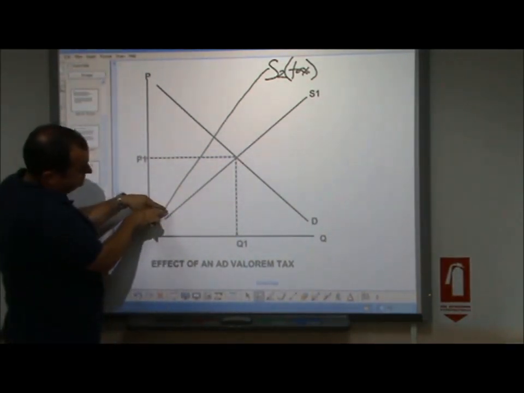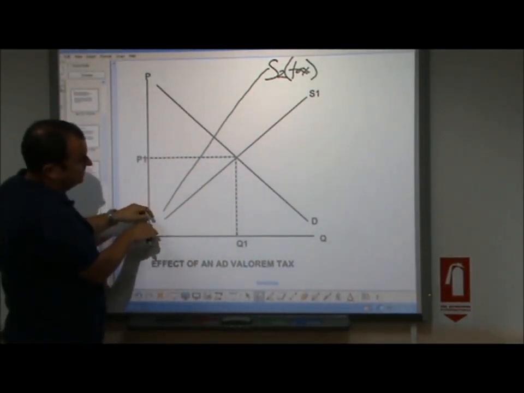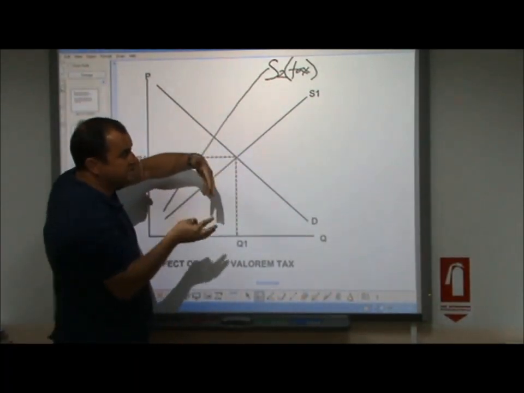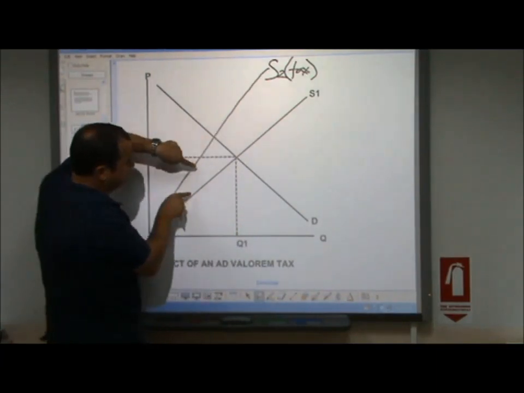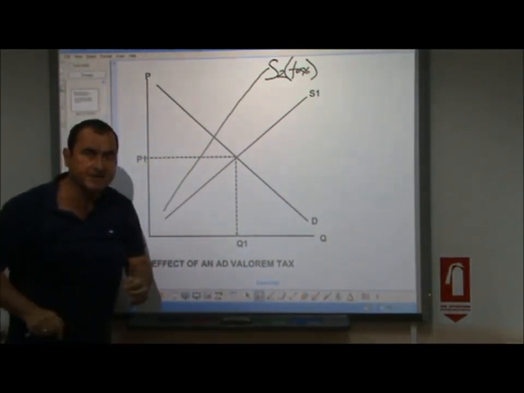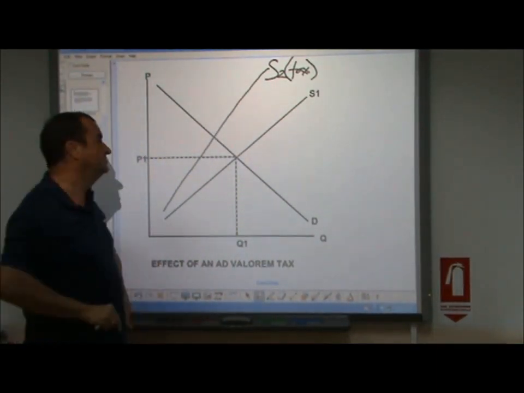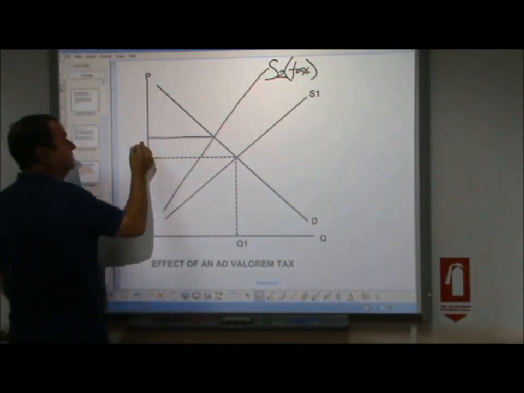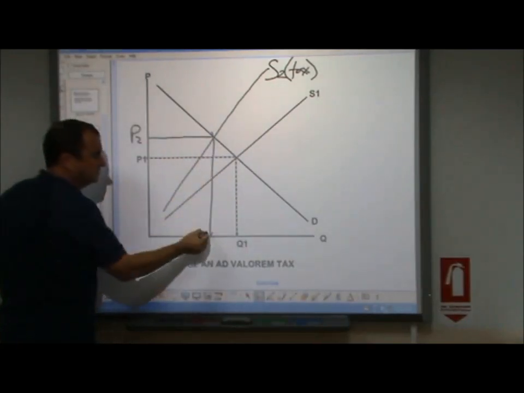At lower prices, the tax is smaller. At higher prices, the tax is more. But the proportion, the ratio between tax and price, remains the same. That's an ad valorem tax. Apart from that, everything else is the same. Look, there's the new equilibrium point, there's the new price, there's the new quantity.